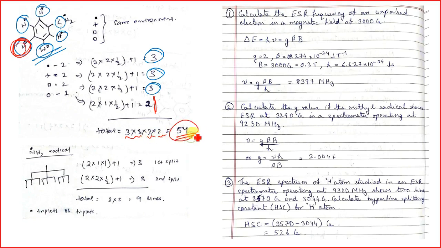which comes out to be 54. Now next is the NH2 radical. Here the radical position is on N, and N is ESR active, because it is nitrogen 14, it is not divisible by 4, right?